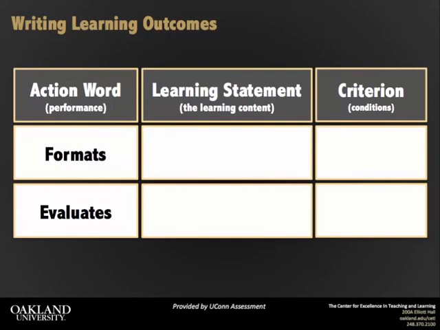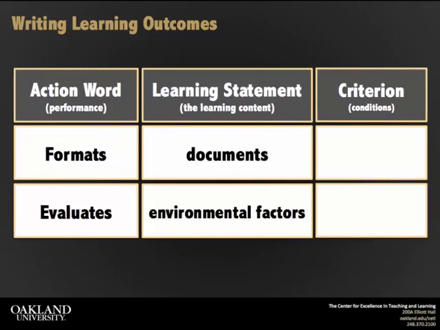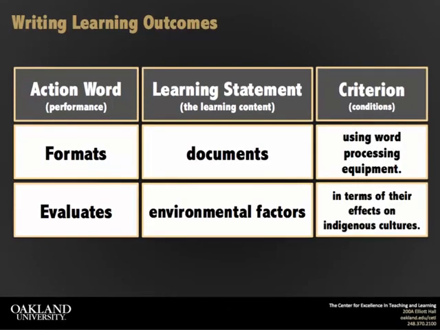The wording of your learning outcomes matters. Articulate what students will be able to do using action verbs, the content involved, and the context for using the content. We can think of this in three categories: action word, learning statement, and criterion.